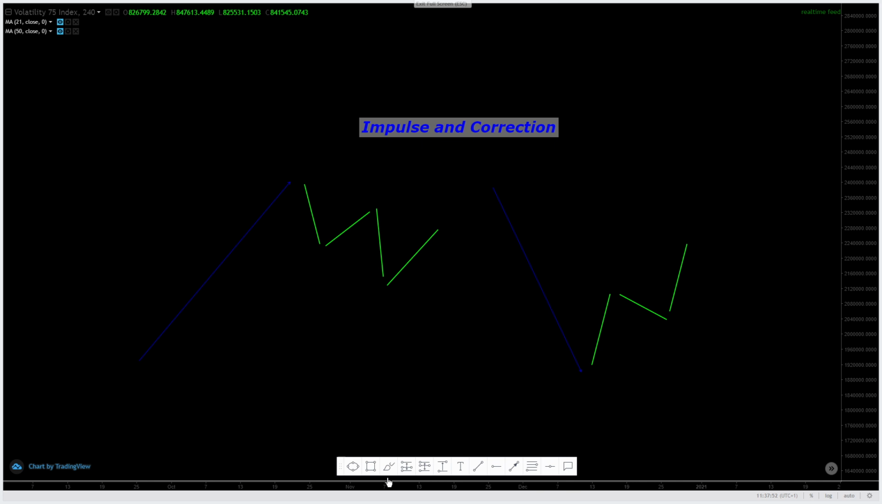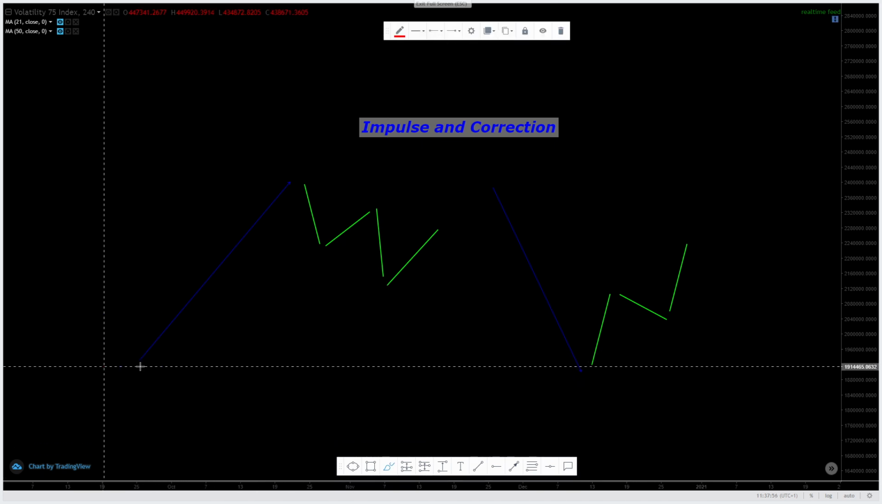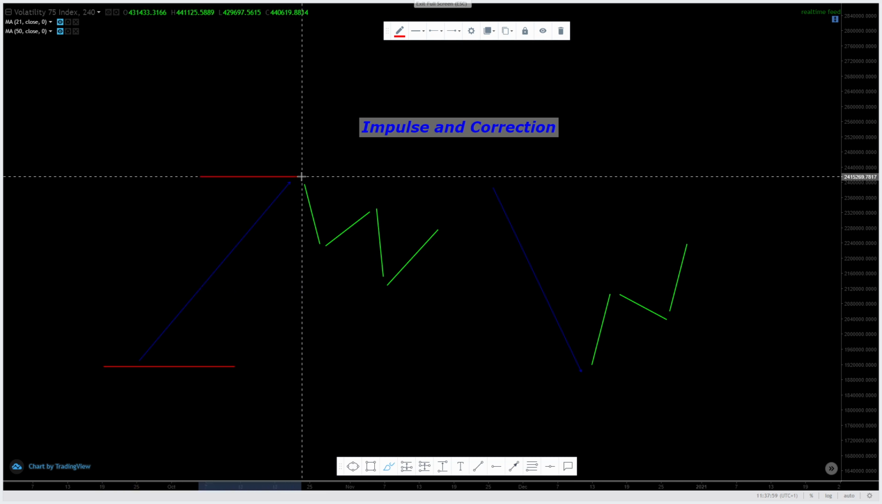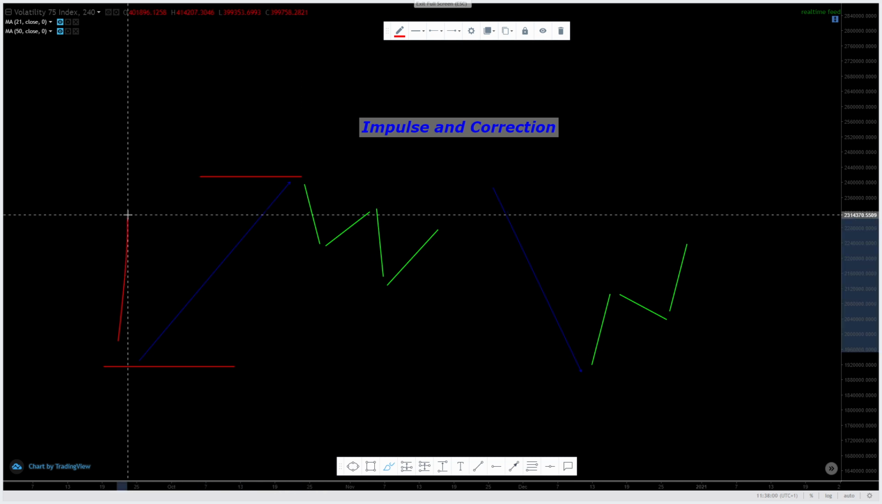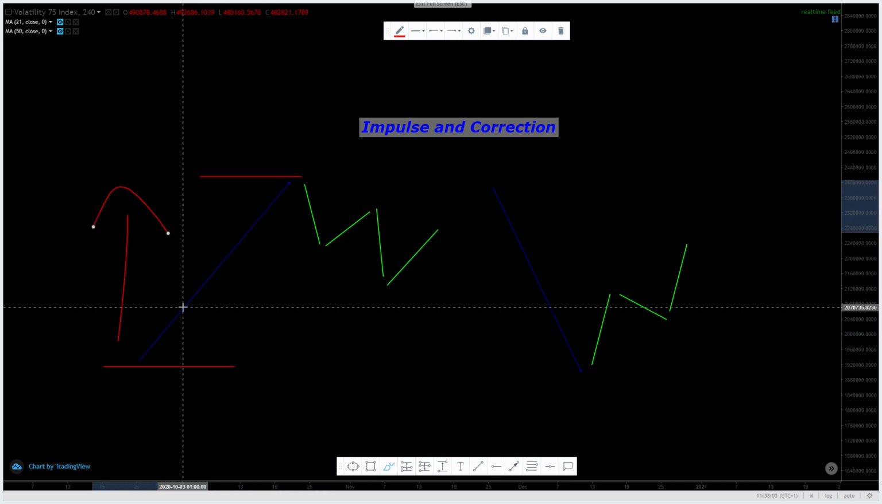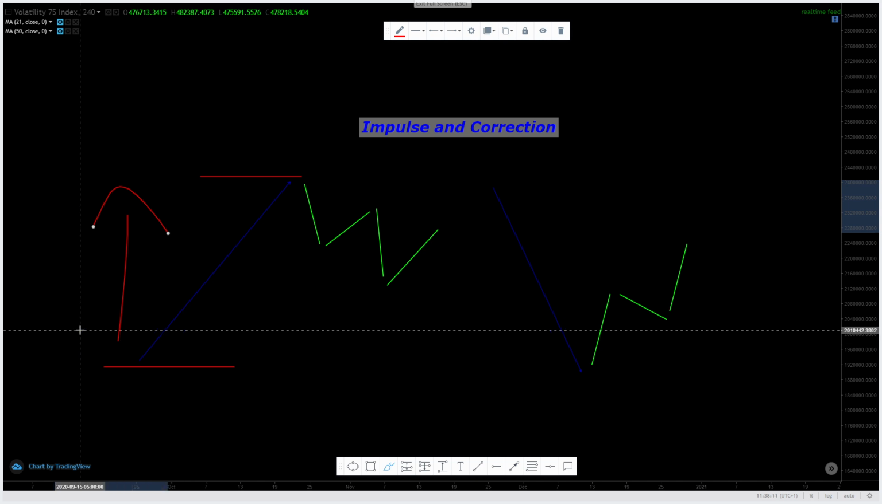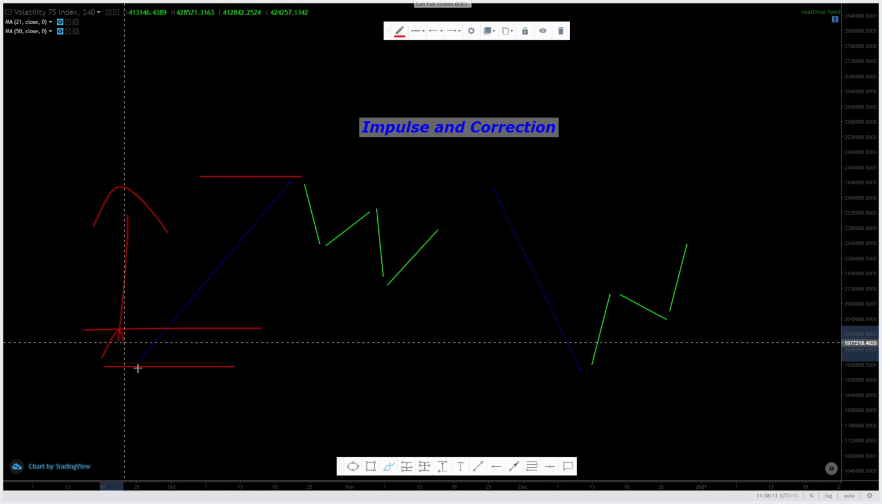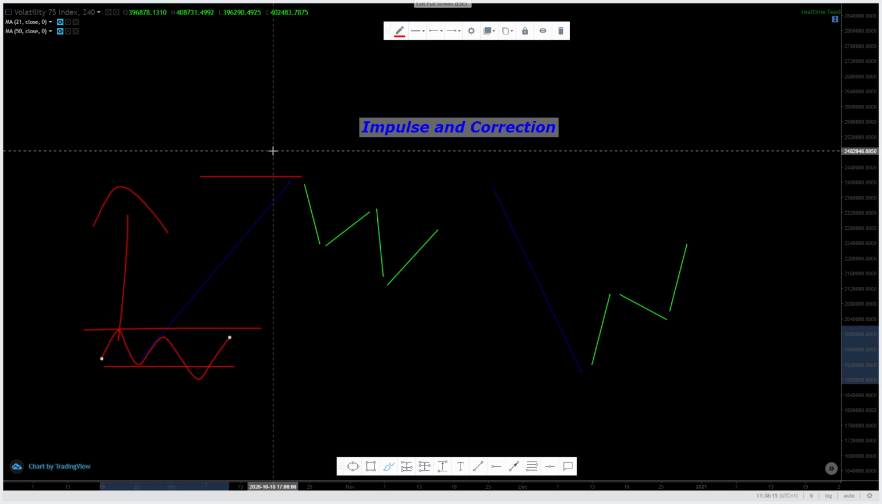So let me just show you guys an example right here. Here we can see we have an impulse move, right? The price rapidly runs strongly to the upside. That is what we call an impulse. Once we see price move with momentum in that particular direction, that is an impulse, right? So let's say price was in a range right here, and then price started to break out, right? Then we're gonna wait for our correction.